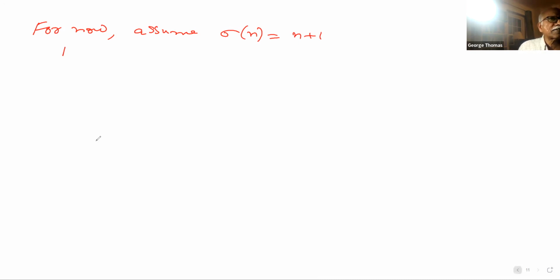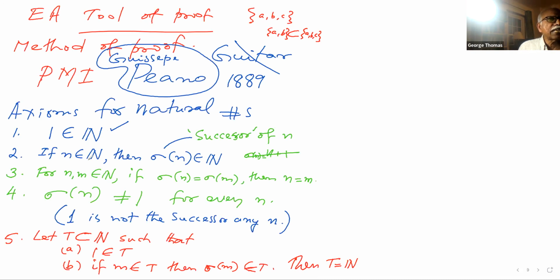You have 1 in this set. Whenever n is in the set, n plus 1 is in the set. And if n plus 1 equals m plus 1, then n equals m. And 1 is the first element. We will come back to this.